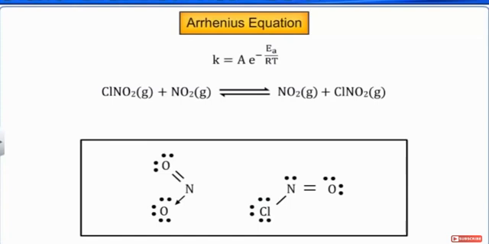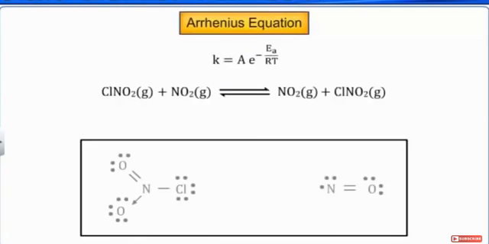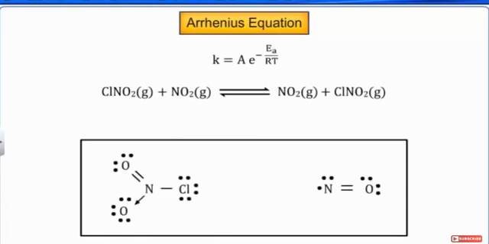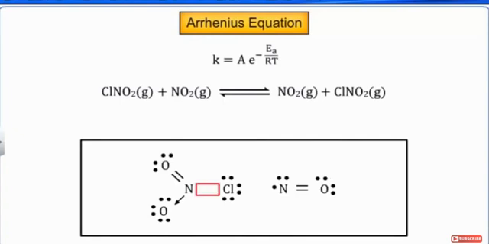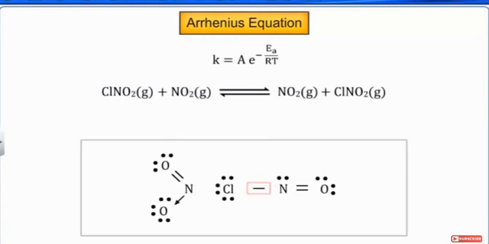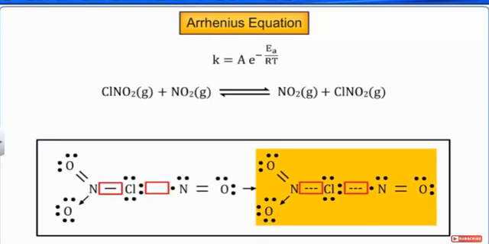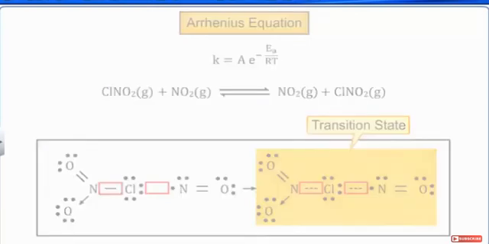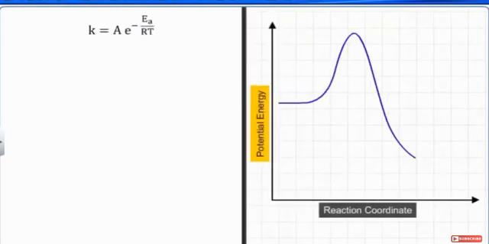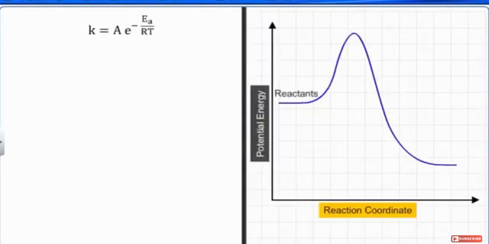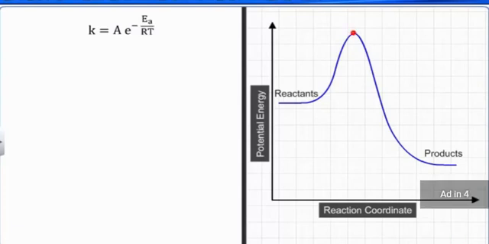Before chlorine nitrite and nitric oxide are converted into products, during which existing bonds break and new bonds are formed, they go through a highly unstable intermediate or transition state. If we plot the potential energy of the molecules versus the reaction coordinate, we get the curve shown here. The peak of the curve is the transition or the intermediate state, which is also known as the activated complex.